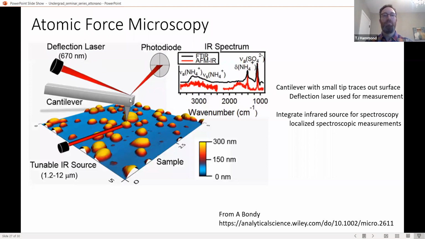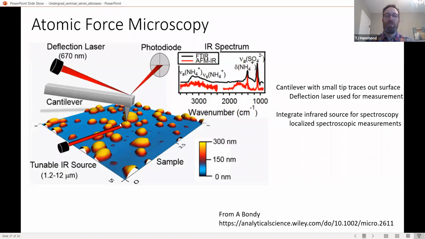And as this thing moves up and down, this laser beam moves up and down or left and right, and that tells you what the amplitude of this sample is. As you scan over a surface, this thing goes up and down, and that ends up measuring what that surface looks like. This is called an AFM. The tip of this cantilever is on the order of something like 20 nanometers or so.